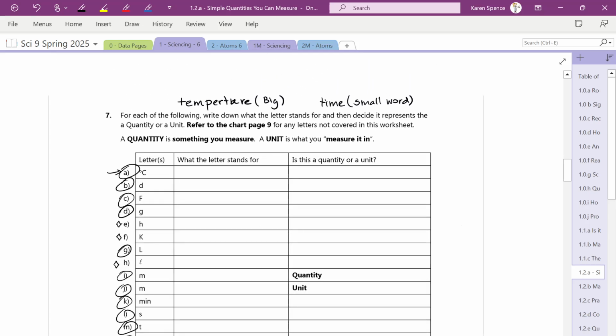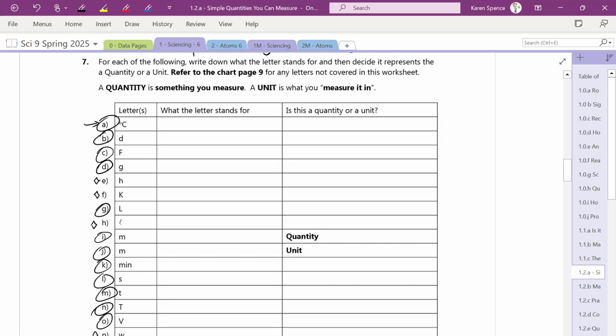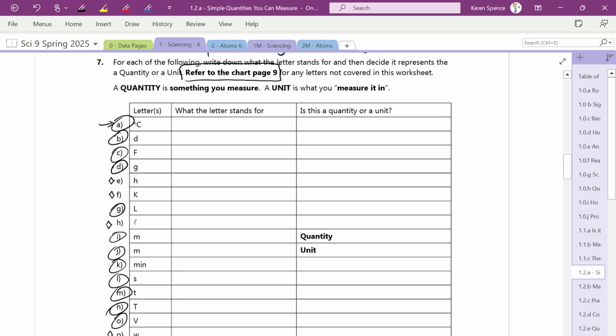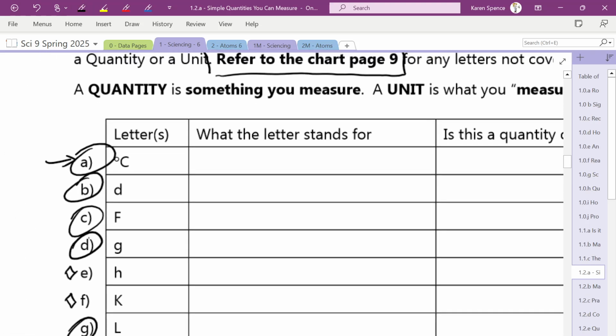So if you guys want to take a few minutes, you can refer to the chart on page 9, or you can just get it from your memory. You're going to say, what does the letter stand for? Let's do D, for example. D stands for distance.